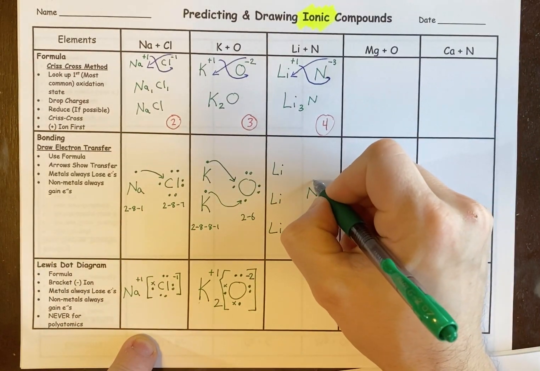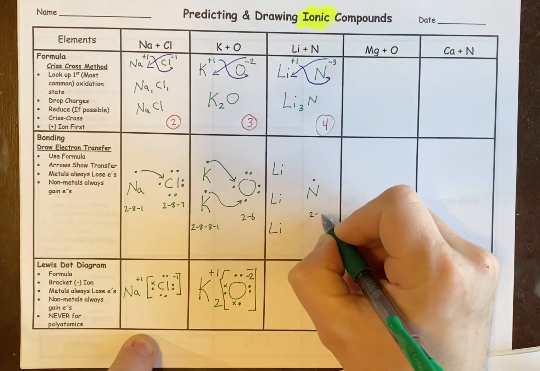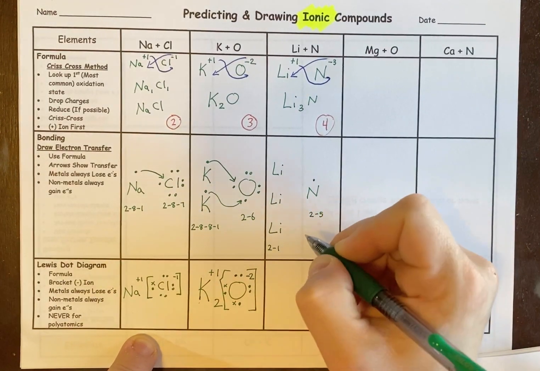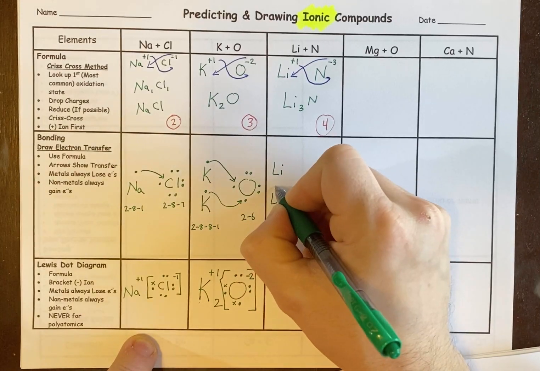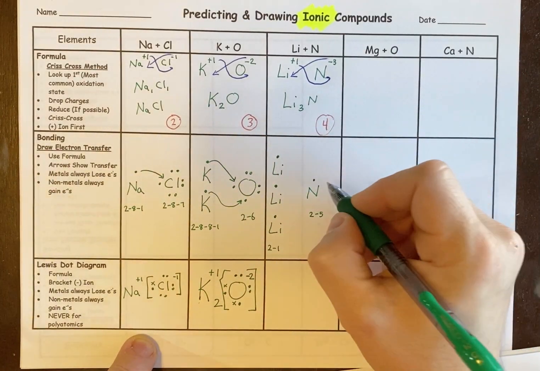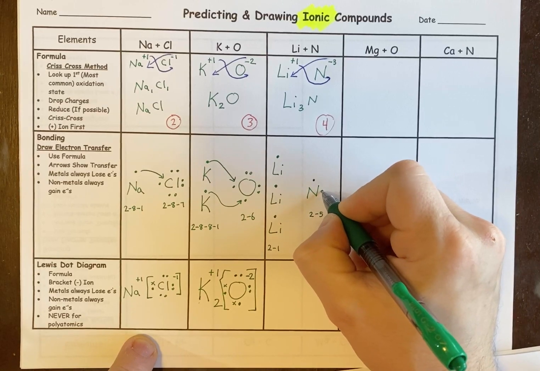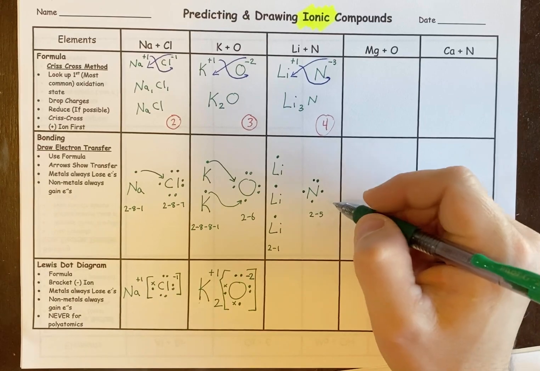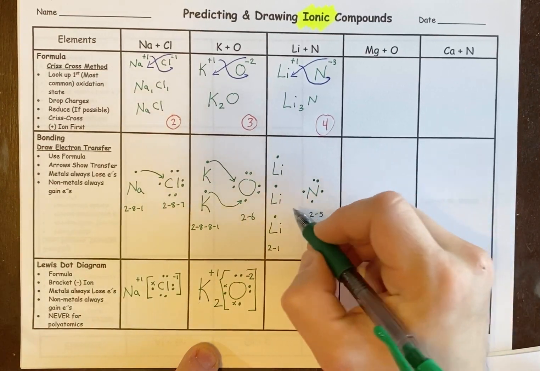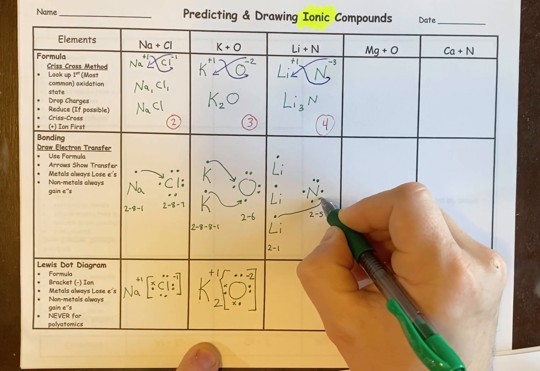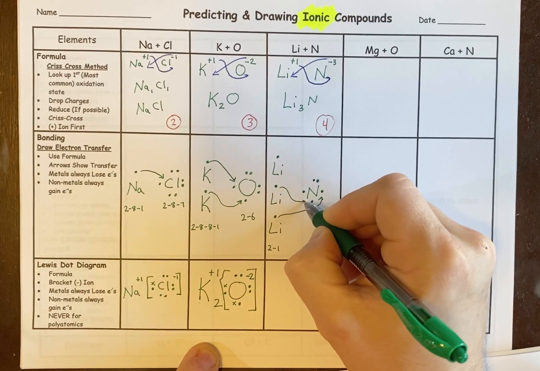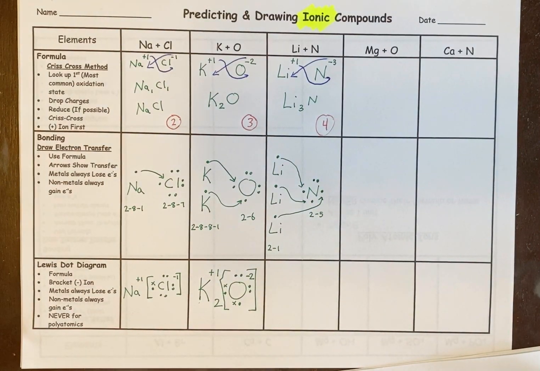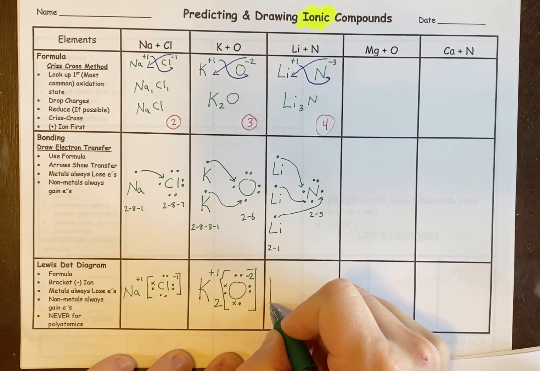N has 5 valence electrons. It is 2, 5. Lithiums have 1 valence electron. They are 2, 1. And for nitrogen, again, I do it this way, 1 on each side, and then there's the 5th. Nitrogen is going to want to make 3 bonds: 1 here, 1 here, 1 here. 1, 2, 3. Done. And last thing, to do our Lewis dot, we always use the formula.